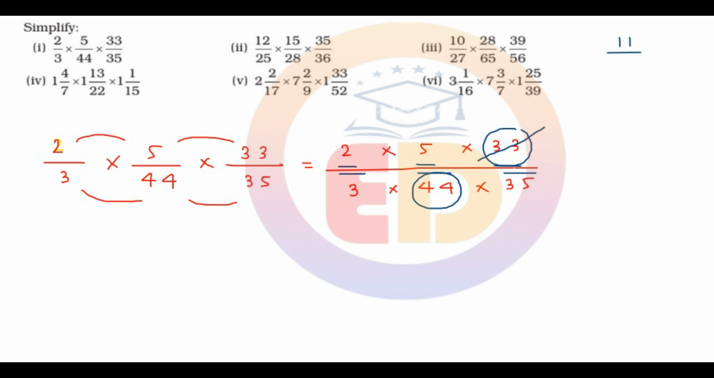33 I will divide by 11. It is 11 3s are 33. And I will divide 44 also by 11. It is 11 4s are 44. Now remember, whenever you take any number for simplification, one term should be taken from the numerator and one term should be taken from the denominator. You cannot simplify the term of numerator with numerator or denominator with denominator. You have to take one term from the numerator and one term from the denominator.